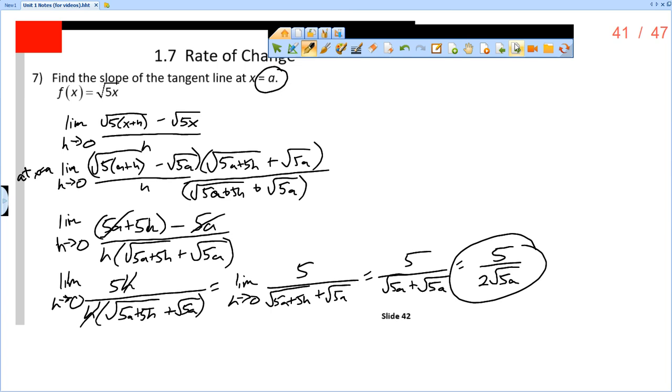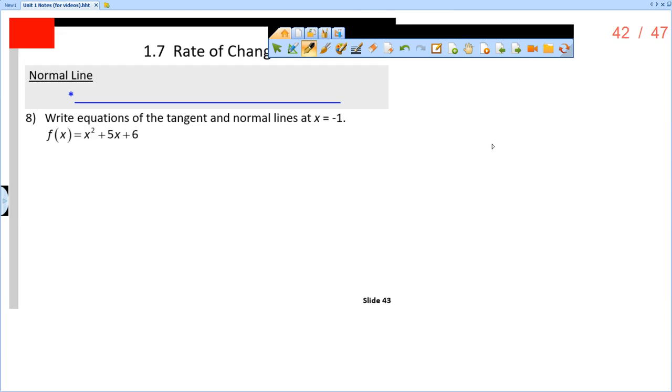All right, so that's slide 42. And then slide 43. First of all, we want to define the normal line. The normal line is the line perpendicular to the tangent line.